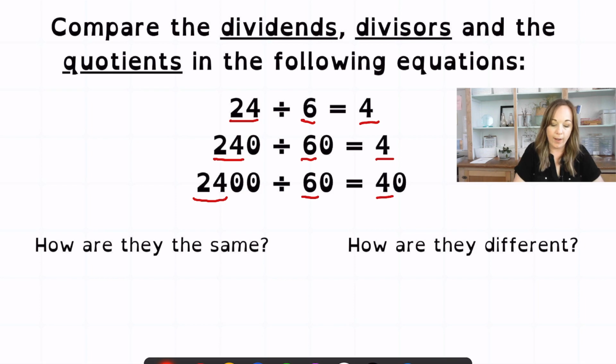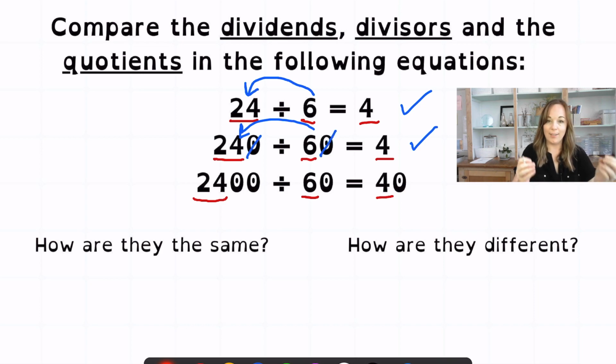In the first one, I don't have any trailing zeros on either side, so my answer is just 4. In 240 and in 60, they each have one trailing zero. Now, 6 goes into 24 4 times, and 60 goes into 240 also 4 times. So there's no trailing zeros to tack on. It's almost like we could eliminate the same number of zeros from both the dividend and the divisor.